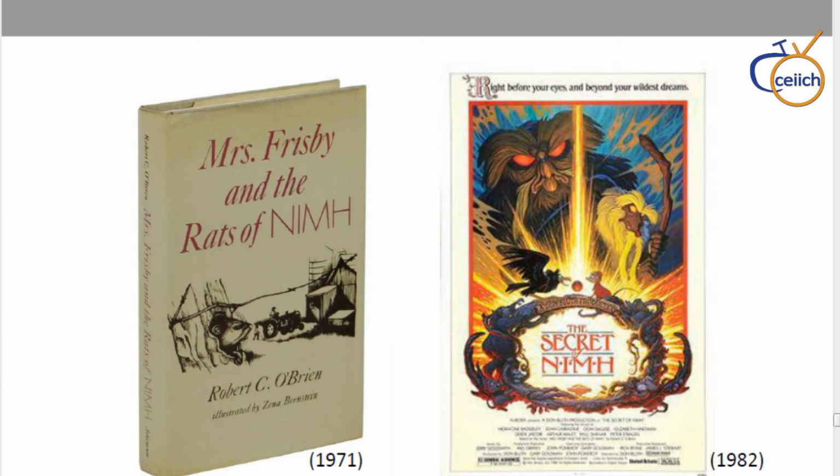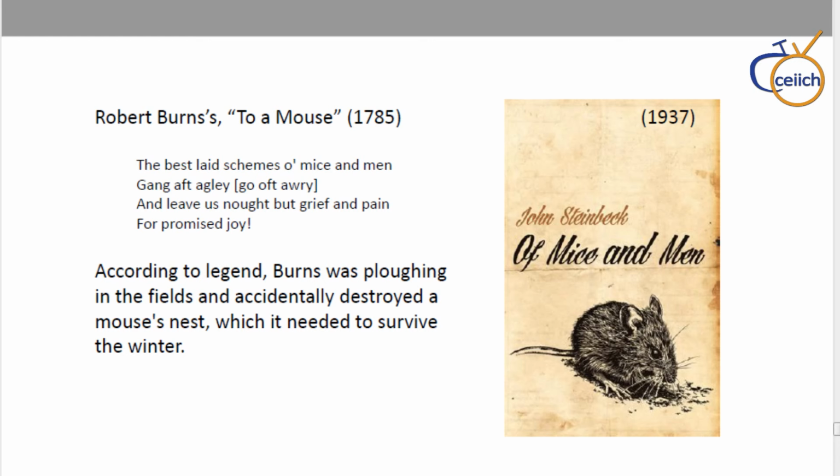So this brings us into the space of literature, and I very briefly want to comment about the way in which the rat appears in literature. Of course, it's not just the rat but the mouse, and we've got John Steinbeck here, his famous book Of Mice and Men. That phrase, mice and men, actually comes from a Robert Burns poem, Robert Burns being the Scottish poet who wrote in the 18th century, To a Mouse.